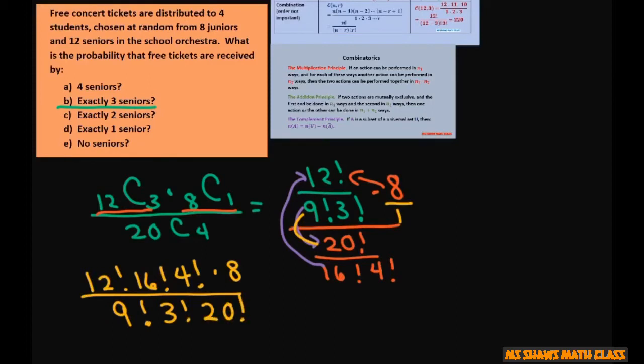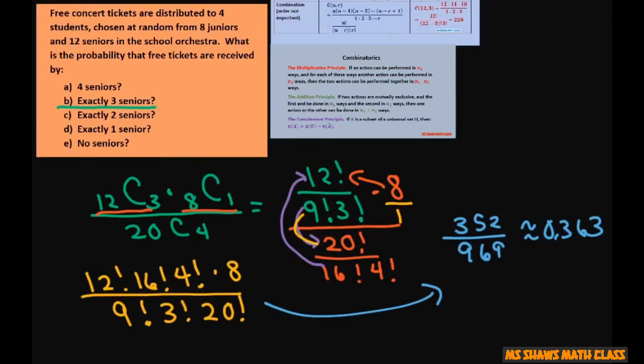All right. And this is going to give you 352 divided by 969, which is approximately 0.363. Okay, exactly 2 seniors. You might want to try some of these on your own. So out of the 12, we're choosing 2. That means the other 2 have to come from the juniors. And then our total, you put down here, 20 choose 4.